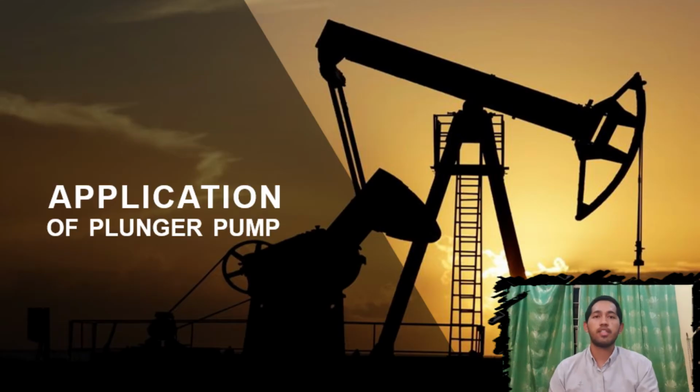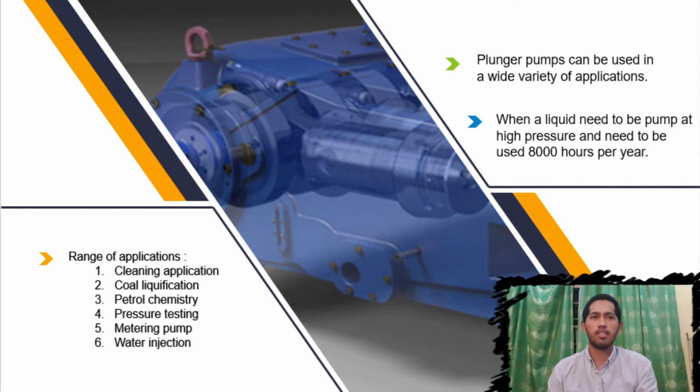So for the application of the plunger pump, we know that it can be used in a variety of application. Whenever a liquid need to be pumped at high pressure and need to be used approximately 8,000 hours a year without interruption, plunger pump provide a suitable solution. So the application of plunger pump is the first one, cleaning application. It is used for industrial cleaning, for tube, pipe and surface cleaning.